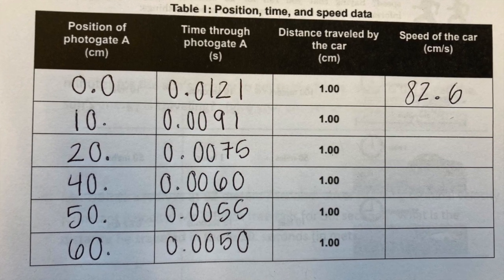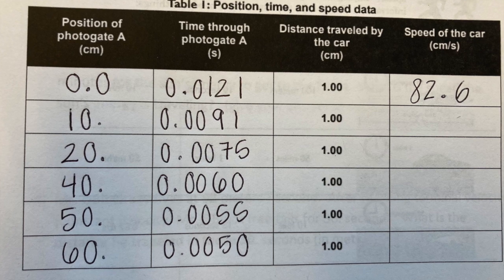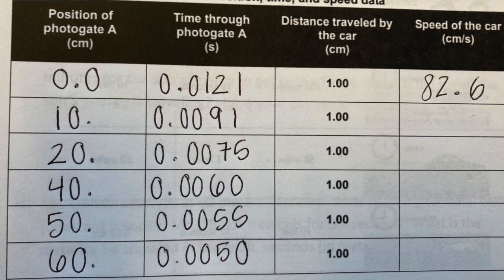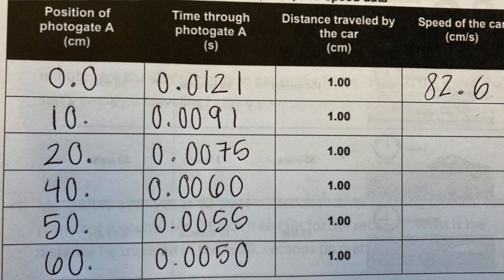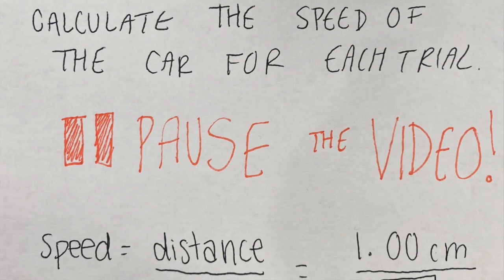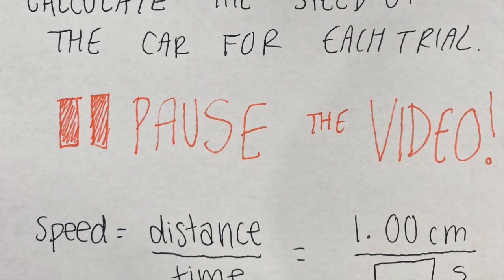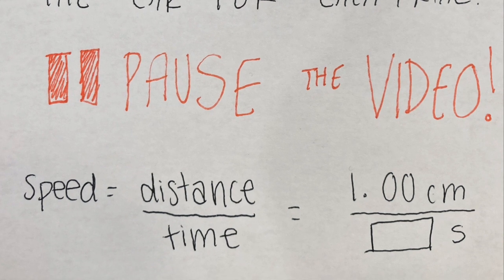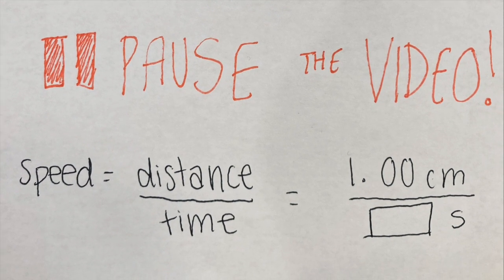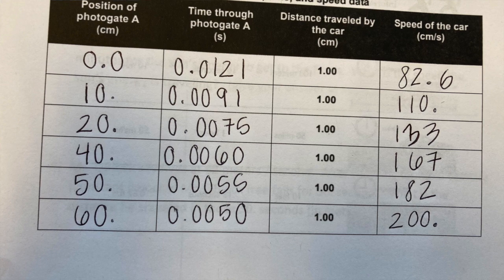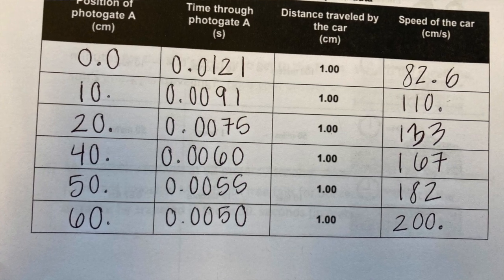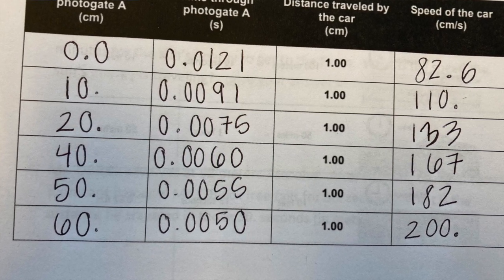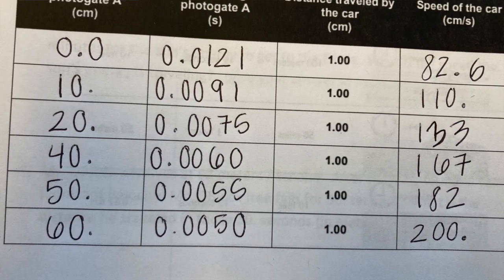Point in the experiment. Now please take the time to pause this video and calculate the speed of the car for each trial. This is what your data table should look like after you have calculated the speed of the car for each trial. Remember, you should be reporting your answers to 3 significant figures.